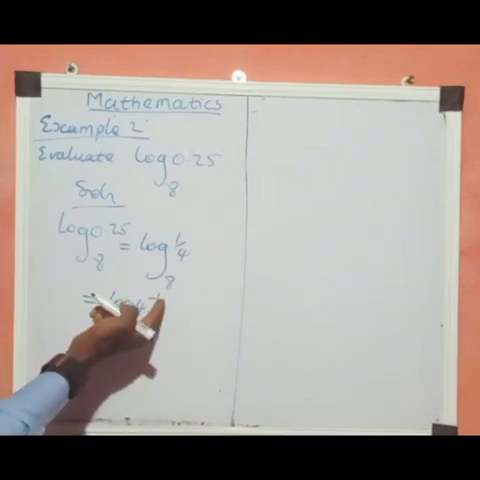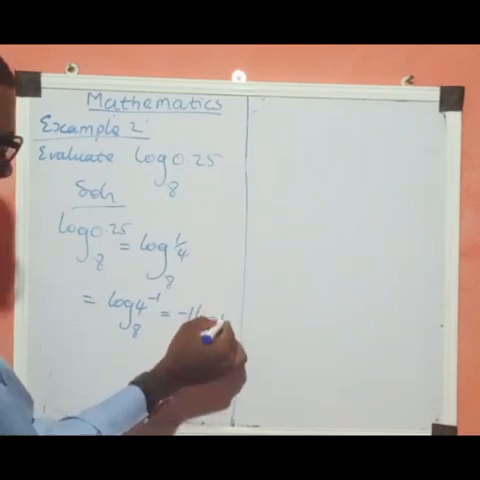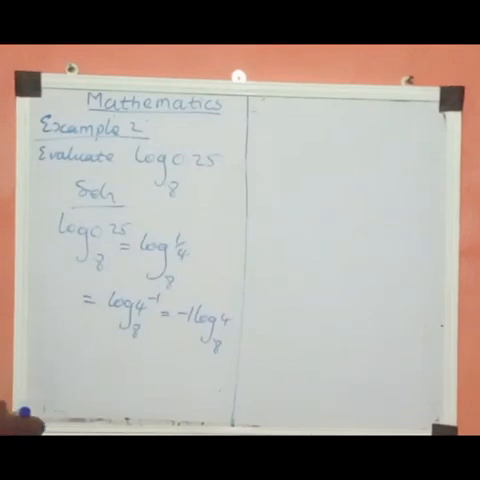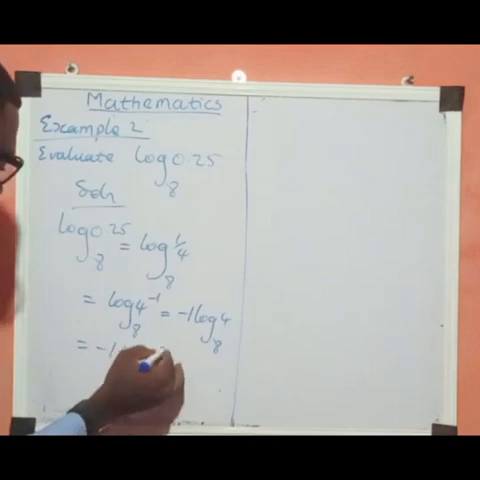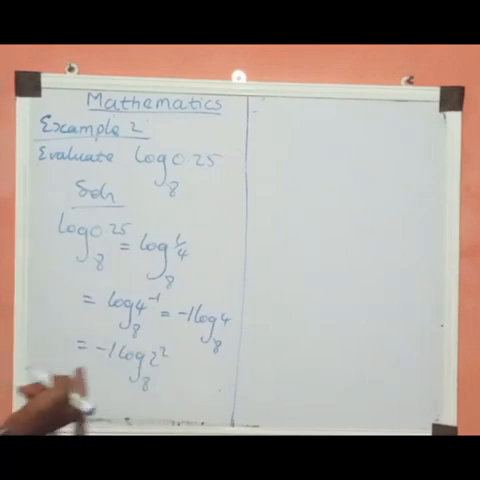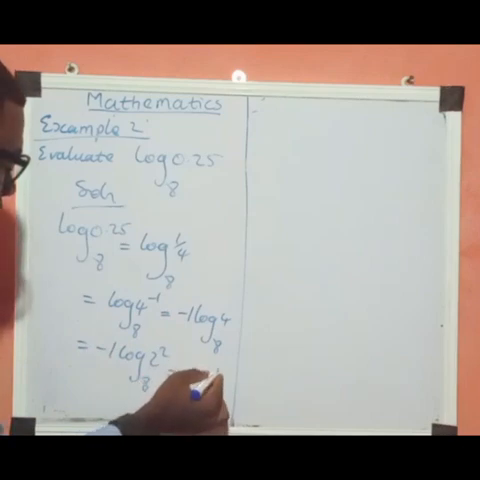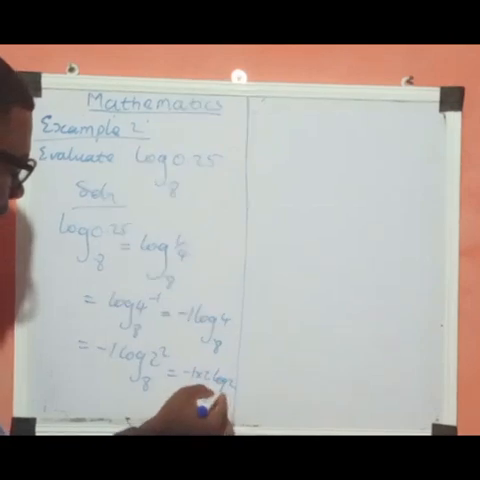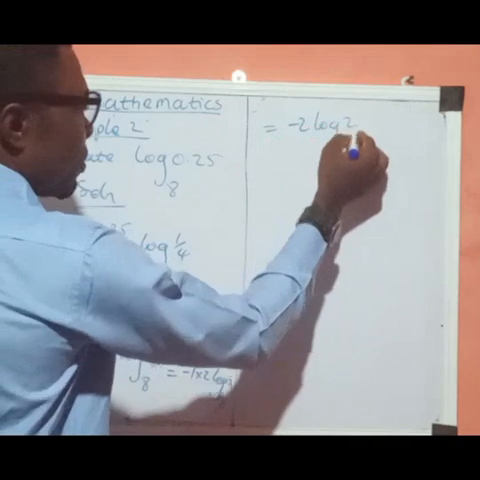And from our law of logarithm, this power can come in front, so that it becomes minus 1 log 4 base 8. And we know that this can as well be written as minus 1 log 2 raised to the power 2 base 8. Using this method, this 2 will also be brought forward, so that we have minus 1 times 2 log 2 base 8. And that will give us minus 2 log 2 base 8.